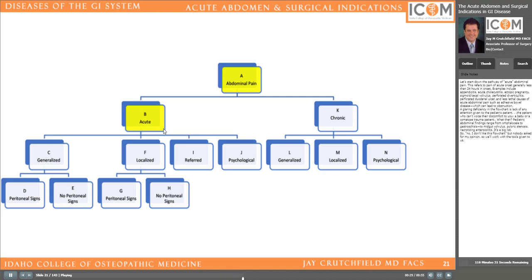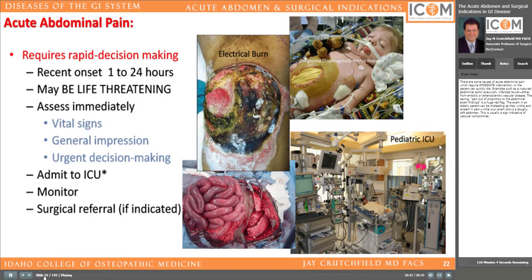One glaring deficiency in our flowchart is the lack of any attention to the pediatric patient, the patient who can't voice their discomfort to you. A baby or a comatose trauma patient, for example. What then? Pediatric abdominal findings range from omphalocele to gastroschisis to midgut volvulus, pyloric stenosis, necrotizing enterocolitis. It's a big list.